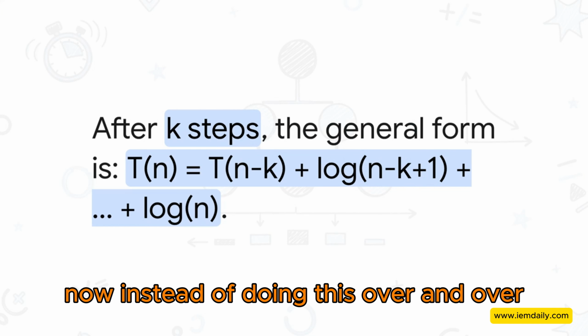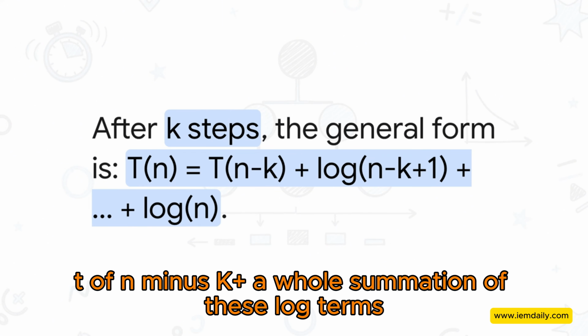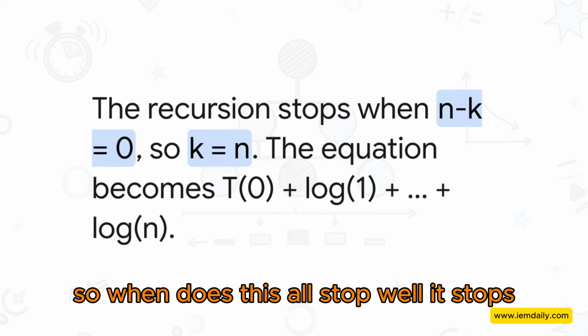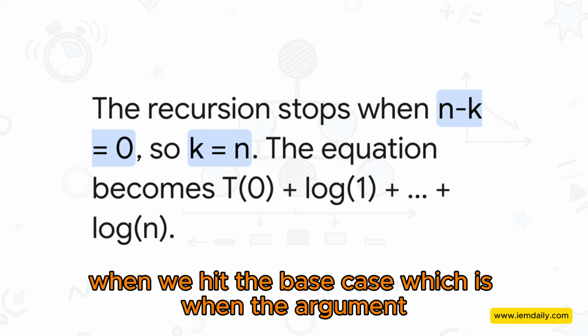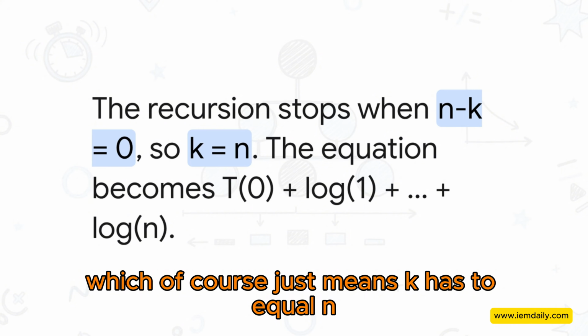Now, instead of doing this over and over, let's just generalize. After k rounds of substitution, our equation is going to look like this: t of n minus k plus a whole summation of these log terms. So when does this all stop? Well, it stops when we hit the base case, which is when the argument inside t becomes 0. So n minus k must equal 0, which of course just means k has to equal n.